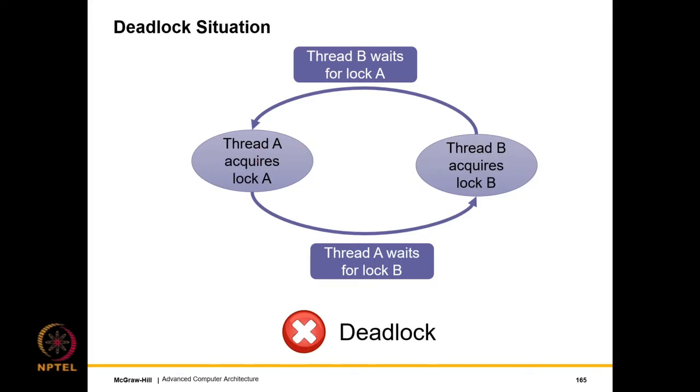So then thread A will acquire lock A and wait for thread B to relinquish lock B, right? And thread B will acquire lock B. It will wait on thread A to relinquish lock A. So as you can see, we have a circular wait here with no thread making any progress. And then what will happen is that we have a deadlock situation.